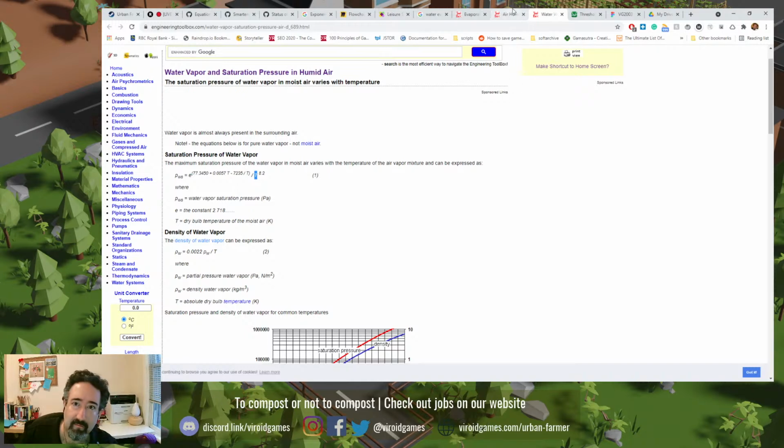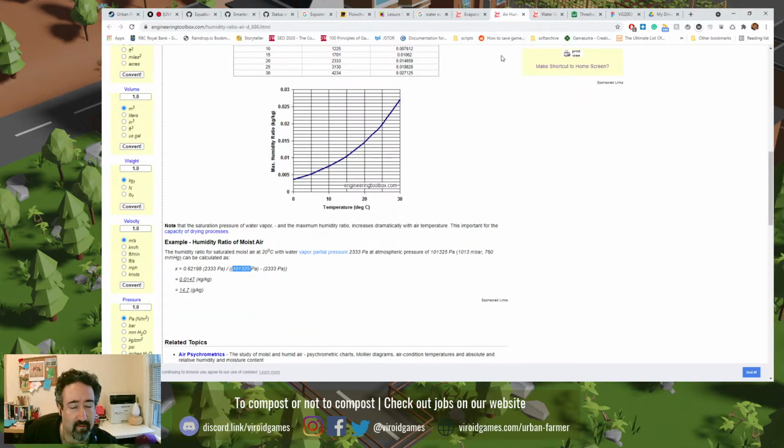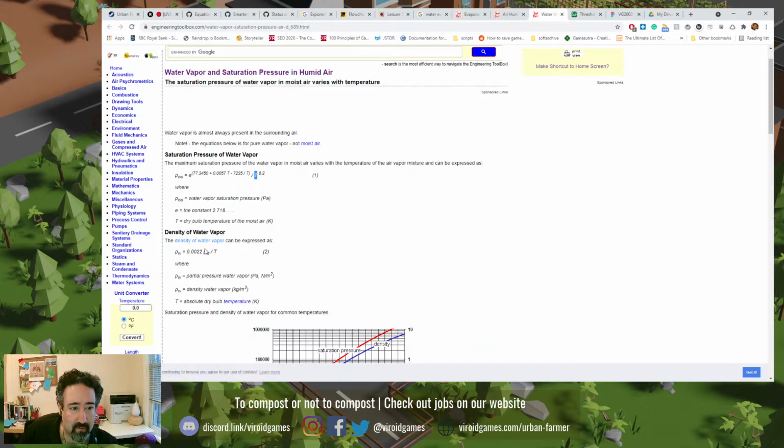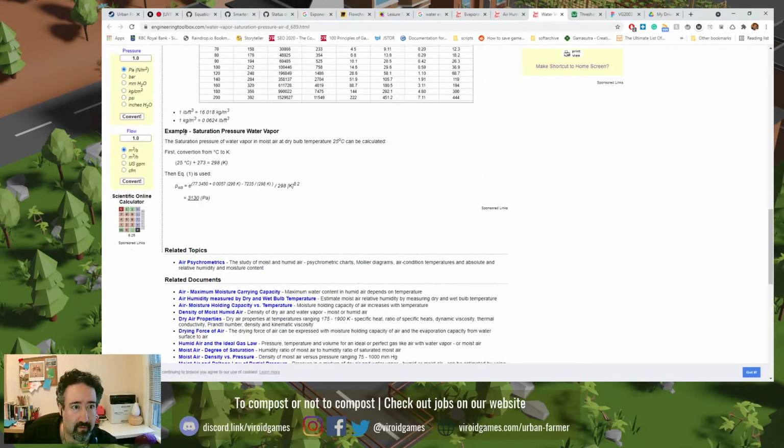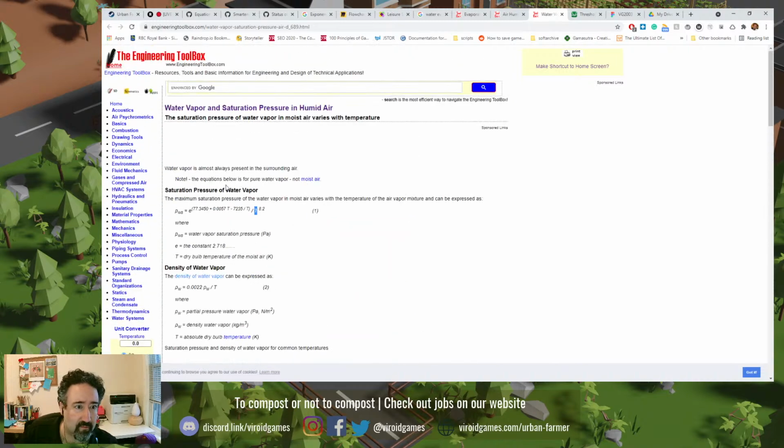Could we call it b? Vapor? V was the velocity. This is what exactly? Saturation pressure. PW. Pressure water vapor. Pressure of water, PW.